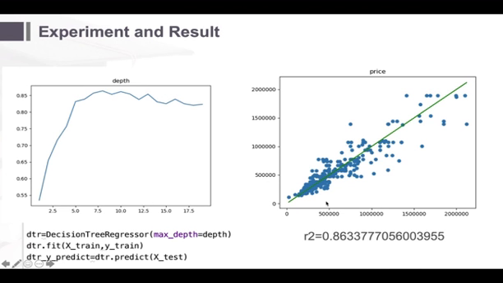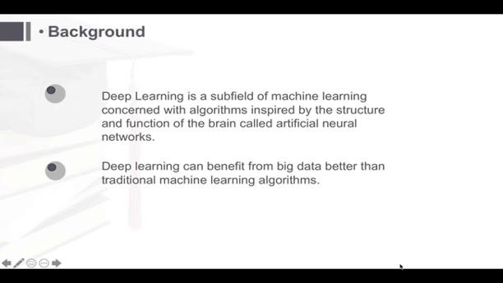Next, the neural network to do the housing price prediction. First, I will introduce the background. Deep learning is a subfield of machine learning concerned with algorithms inspired by the structure and function of the brain, called artificial neural networks, so it can benefit from big data better than traditional machine learning algorithms.